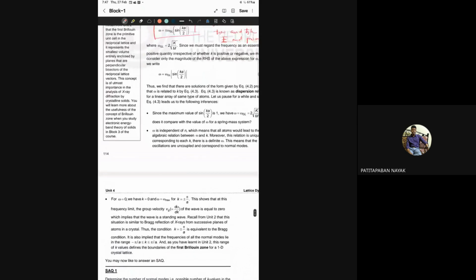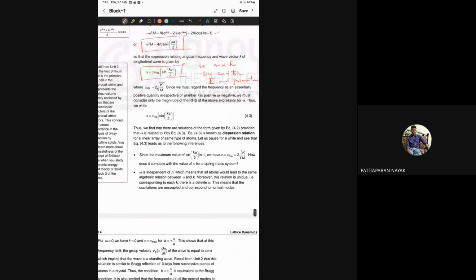So this is one way. This is called the dispersion relation for the monoatomic lattice. This is also called the dispersion relation.